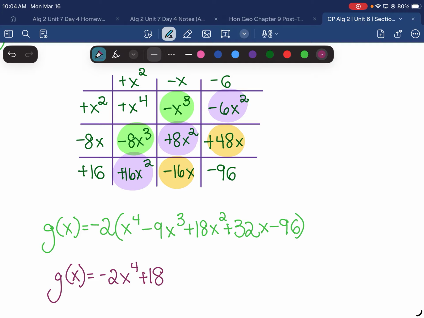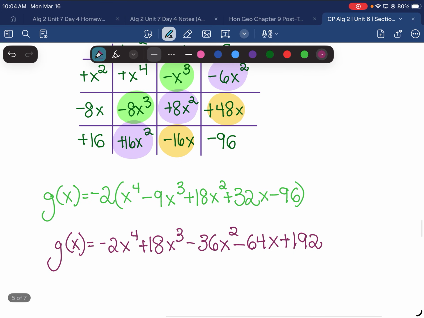So, -2x to the 4th plus 18x to the 3rd minus 36x squared minus 64x plus, what is that, 192? And that is your final answer.